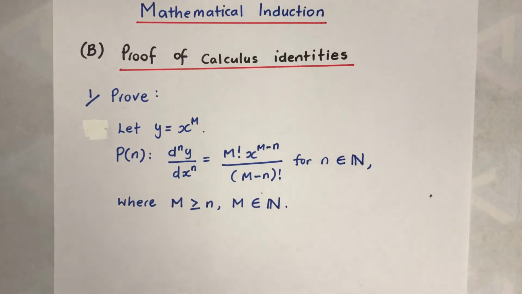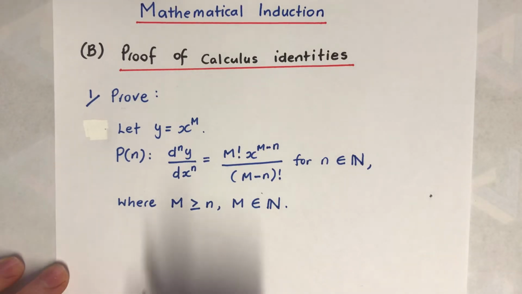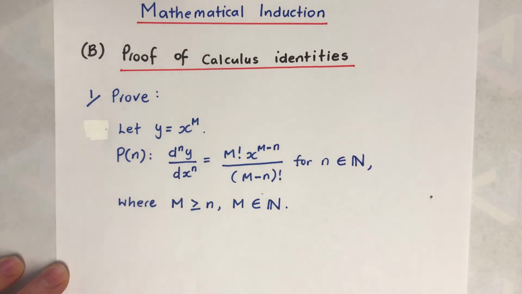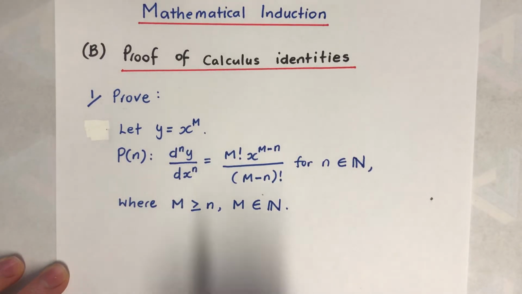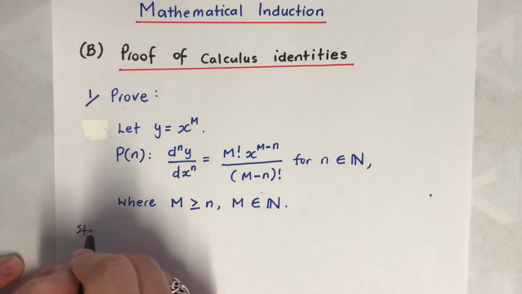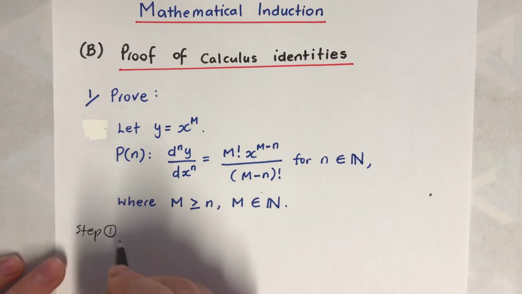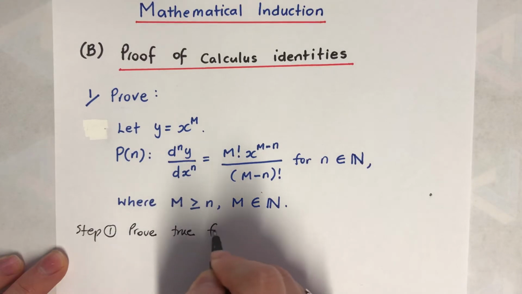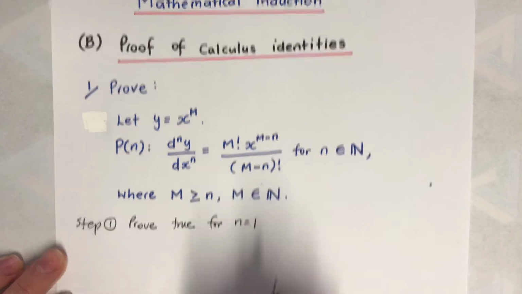Okay, this time is a proof of calculus identities. I'm just going to do one question for this part. It says here, let y equals x power of m, and then P of n is all this, and we have to prove it by mathematical induction. So step 1, prove true for n equals 1.